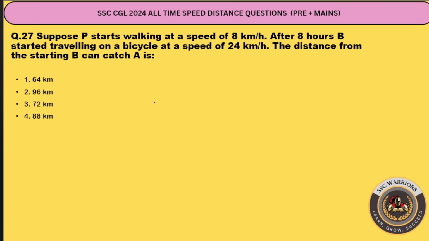Suppose P starts walking at the speed of 8 km per hour. After 8 hours, P would have traveled 8 multiplied by 8, that is 64 kilometers. B started traveling on a bicycle from the starting point at the speed of 24 kilometers per hour.